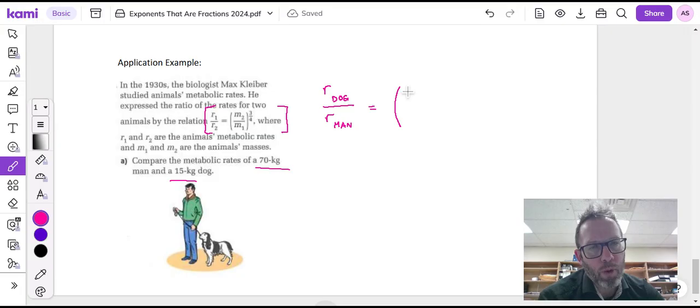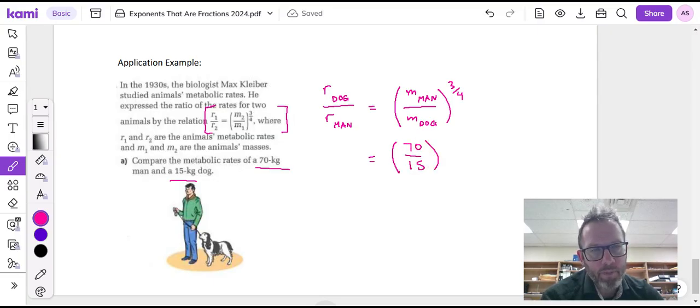And the equation says we're going to take the mass of the man divided by the mass of the dog and raise that to the exponent 3 over 4. And so we'll plug those in because we have the masses. 70 over 15 to the power 3 over 4. Now, 3 over 4 works out to exactly 0.75, you really could just put this into your calculator, 70 divided by 15 raised to the power of 0.75, and you'd be done.